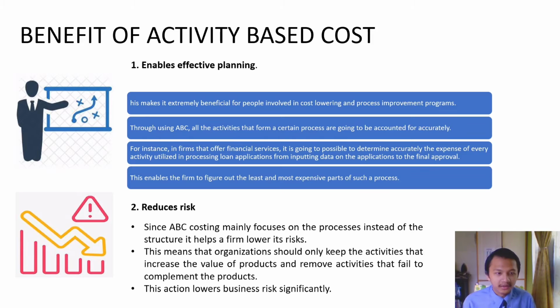And so the second benefit of activity-based costing is that it can reduce risk. Since activity-based costing mainly focuses on the process instead of the structure, it helps a firm to lower its risk. This means that an organization should only keep the activities that increase the value of the product and remove activities that fail to complement the product, and this action lowers business risk significantly. Okay, that's the second point.